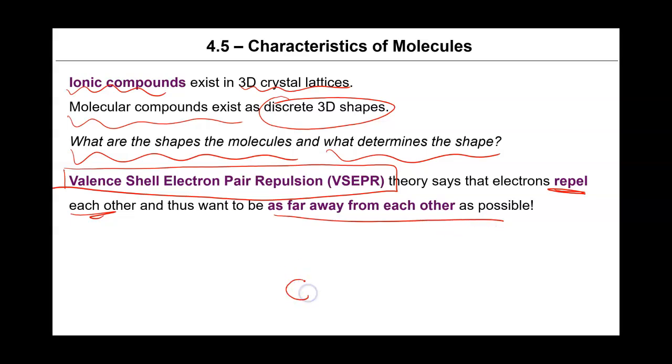Keep in mind that a bond between 2 atoms is simply a pair of electrons. So what VSEPR theory is saying is that we want to try and keep each bond as far away as possible from each other bond in order to minimize repulsion between these electrons. I'll give you a few examples.